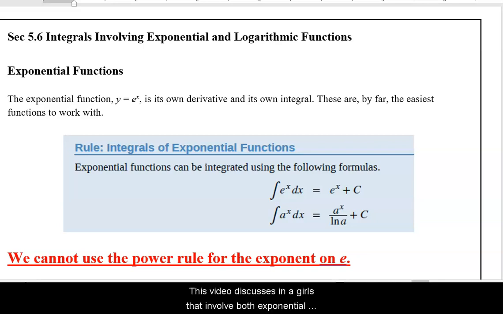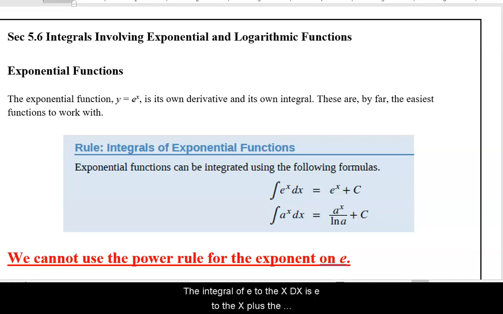This video discusses integrals that involve exponential or logarithmic functions, or possibly both at once. This is for section 5.6 out of the OpenStax Calculus book, volume 1. You'll remember that an exponential function is basically Euler's number e raised to a variable power. It is its own derivative and its own integral. This makes them by far the easiest functions to work with.